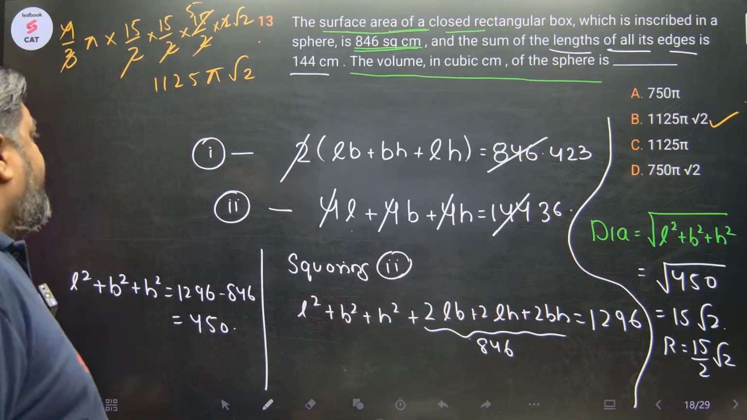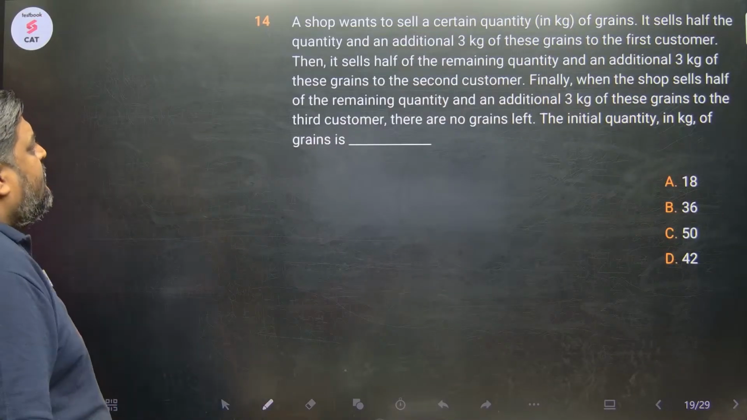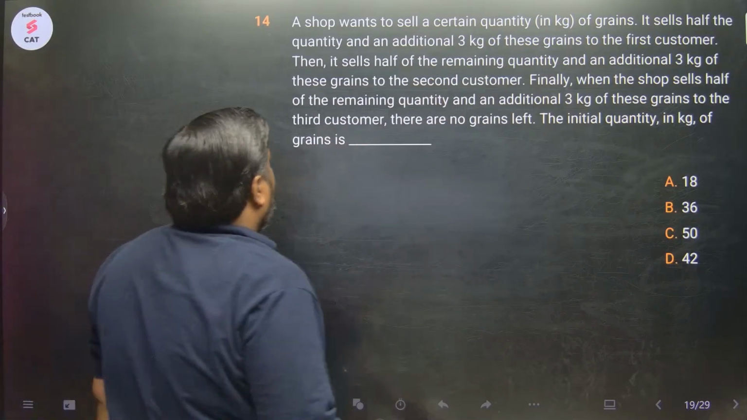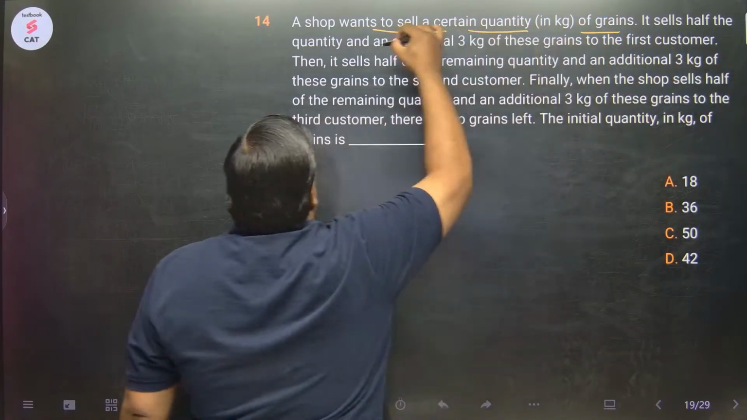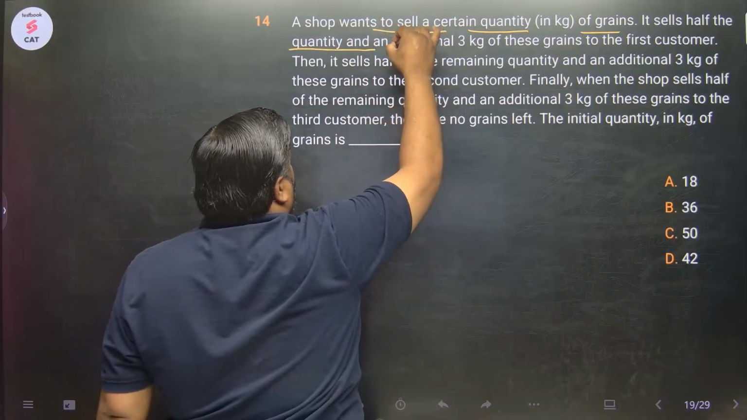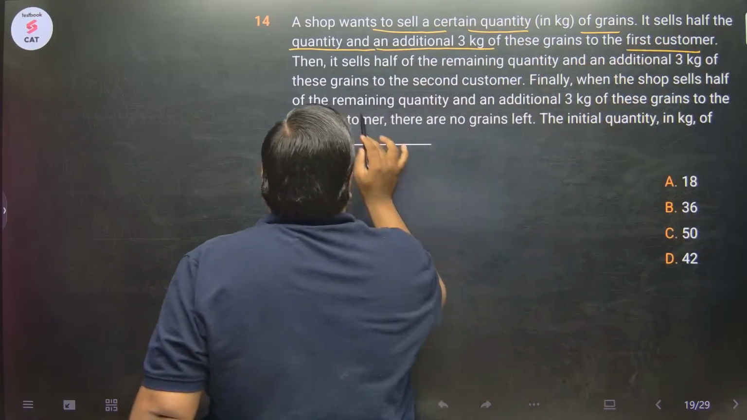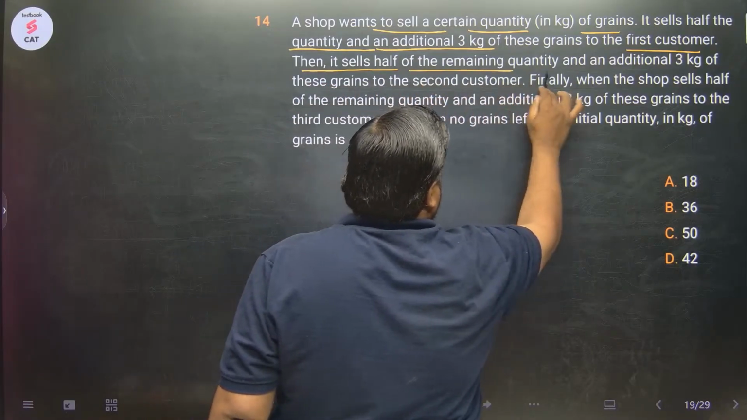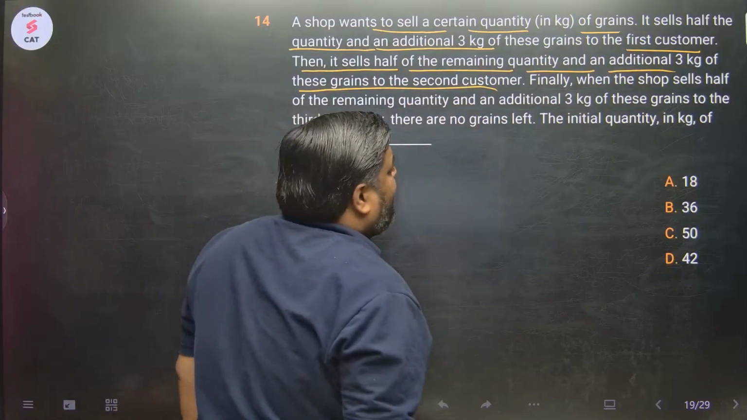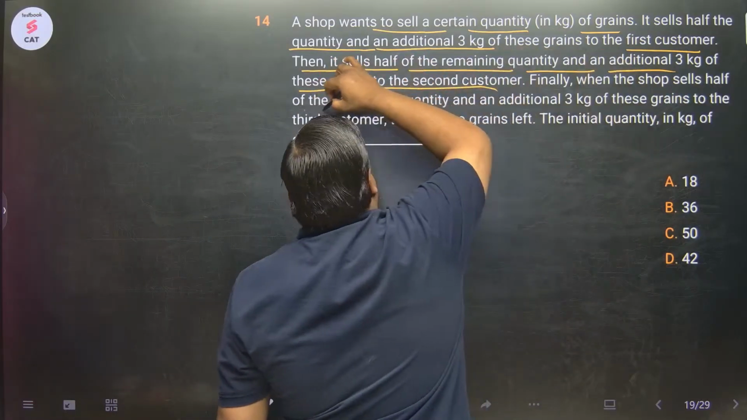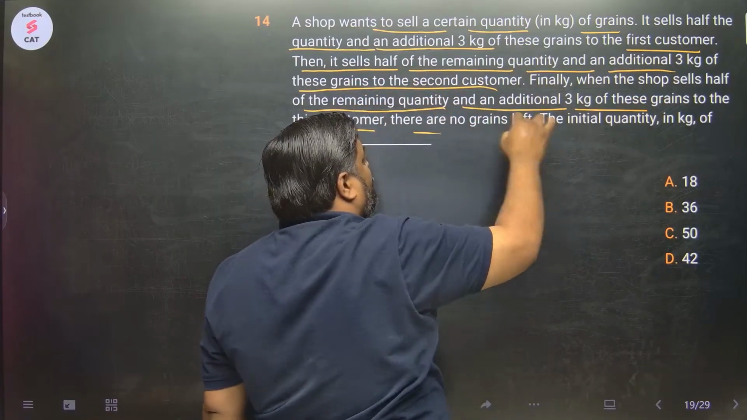चलो आगे बढ़ते बेटा. क्वेश्चन नंबर 14. A shop wants to sell a certain quantity of grains. It sells half of the quantity and an additional 3 kg of these grains to the first customer. It sells half of the remaining quantity and an additional 3 kg to the second customer. Finally, when the shop sells half of the remaining quantity and an additional 3 kg to the third customer, there is no grains left.